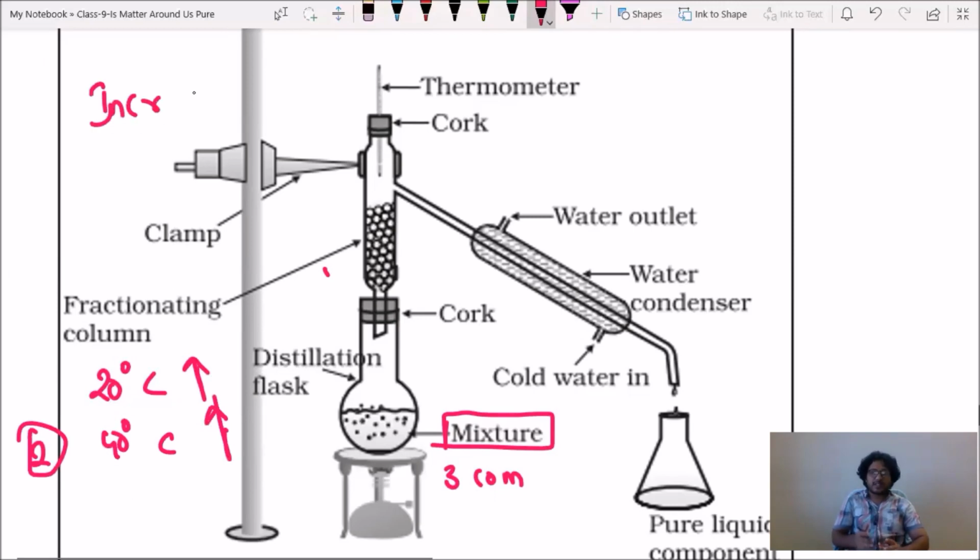At one stage you will get 1 liquid, at another temperature you will get another liquid, and at another temperature you will get another liquid. Like that, by increasing the temperature, you can get different liquids from the mixture. That is known as fractional distillation.